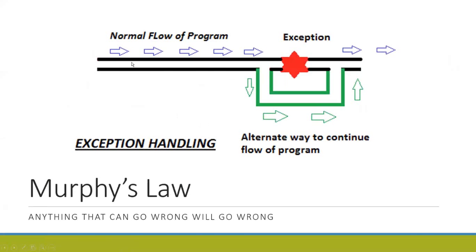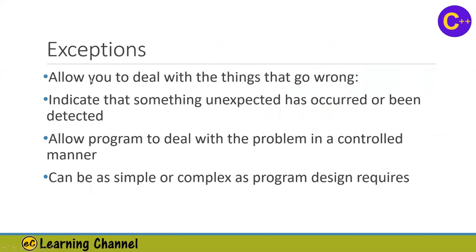So let's look at the exceptions. When you have a program and something goes wrong, we provide a workaround so that the program won't actually get stuck. That's the exception handling, okay? So exceptions allow you to deal with the things that may go wrong, indicate that something unexpected has occurred or been detected, and allow the program to deal with the problem in a controlled manner. The controlled manner we talk about here is try catch blocks.